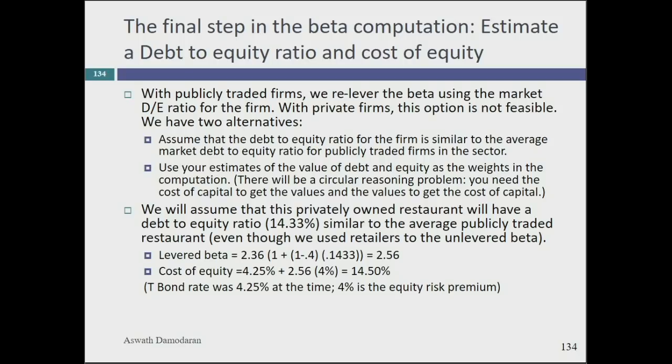To get the cost of equity, I need it. But if you check that iteration box in Excel, again, magic happens. You can actually use your own estimated value of equity to come up with the debt to equity ratio. And the good news is you'll always get convergence. And you'll end up with a debt to equity ratio that then reflects what you think the value of equity is. So in this case, I went with the industry average, 14.33%, and ended up with a levered beta of 2.56. That 2.56 beta gives me a cost of equity of 14.5%.